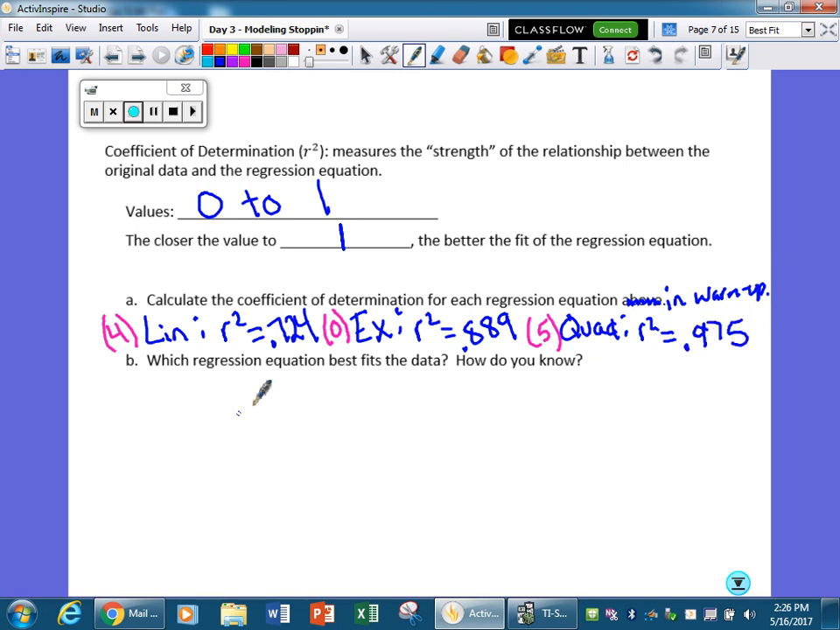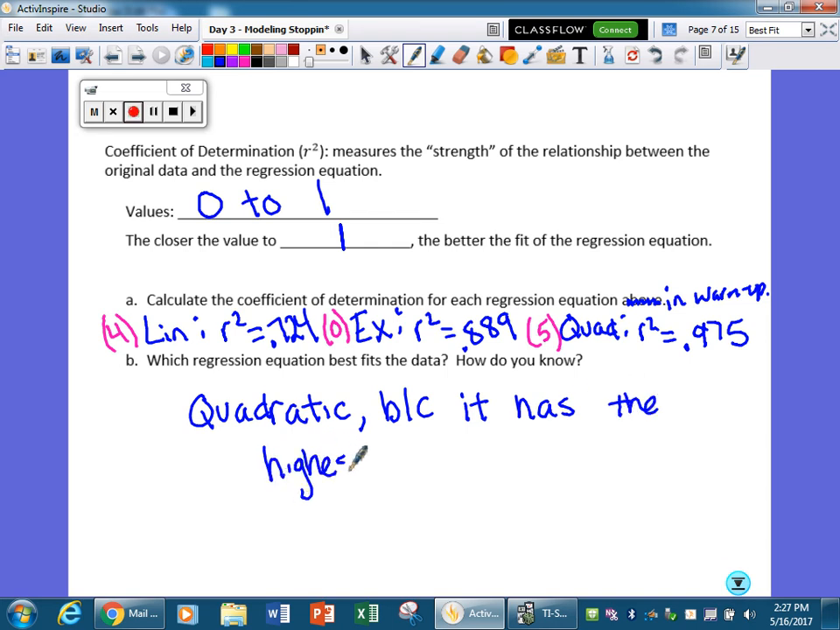So now, for question B, it says, what regression equation best fits the data? How do you know? Well, let's look at these. Linear is 0.724, exponential is 0.889, and quadratic is 0.975. Well, if I look at those, which one's closer to 1? The quadratic. So that's what we're going to write. Quadratic because it has the highest r squared value.